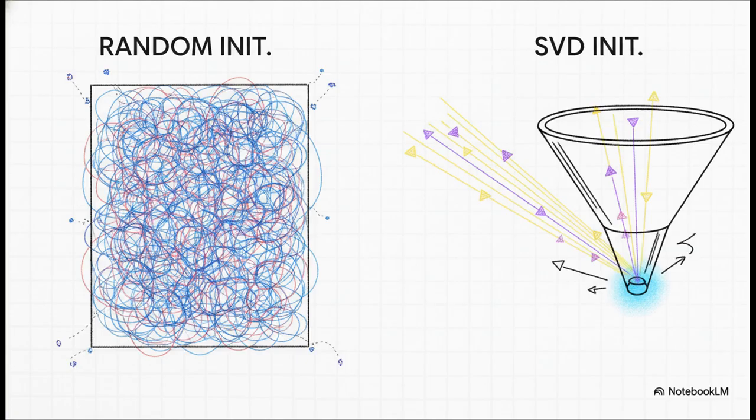TMM fixes this by using singular value decomposition to initialize the LoRA projection matrix straight from the pre-trained weight spectrum. This anchors the updates to high-energy directions from day one. The model isn't wasting steps searching. It already knows where to go. Only the coefficient matrix gets trained online.